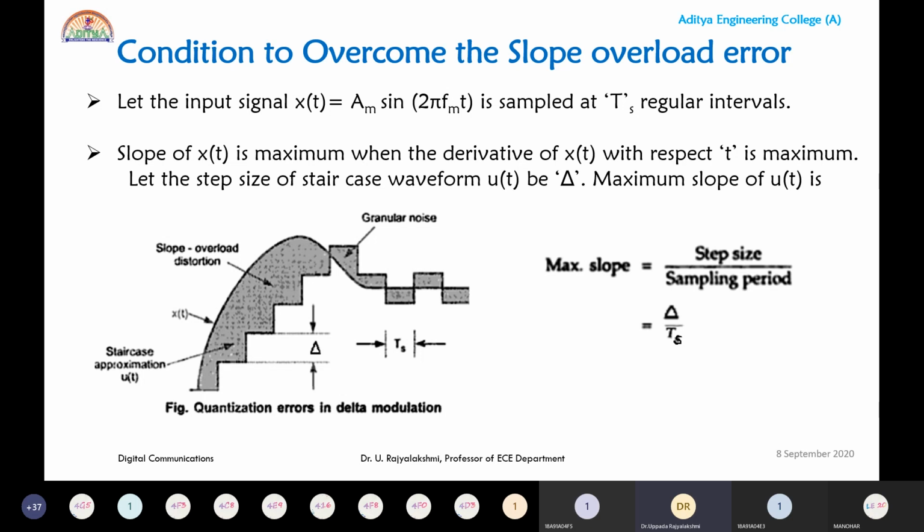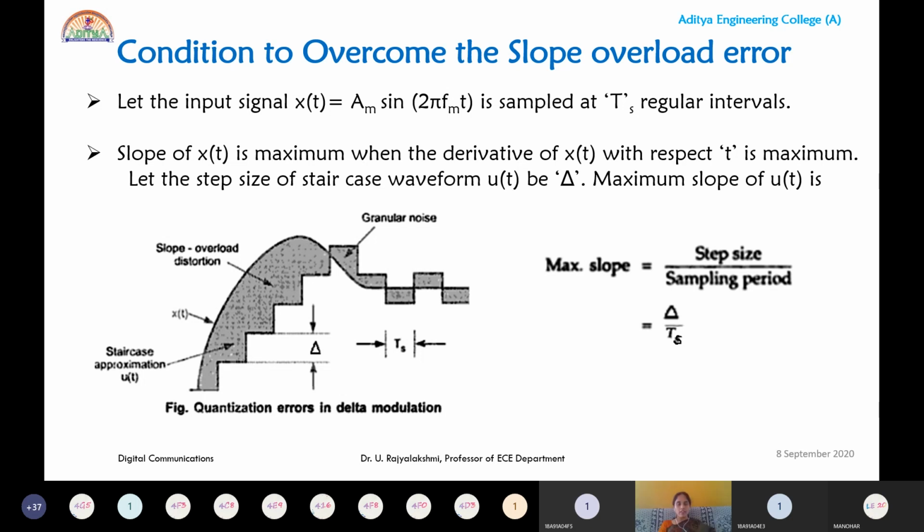What is the slope of x of t? dx of t by dt. What is x of t? Am sin 2 pi fm t. And now please tell me, what is the slope of u of t?